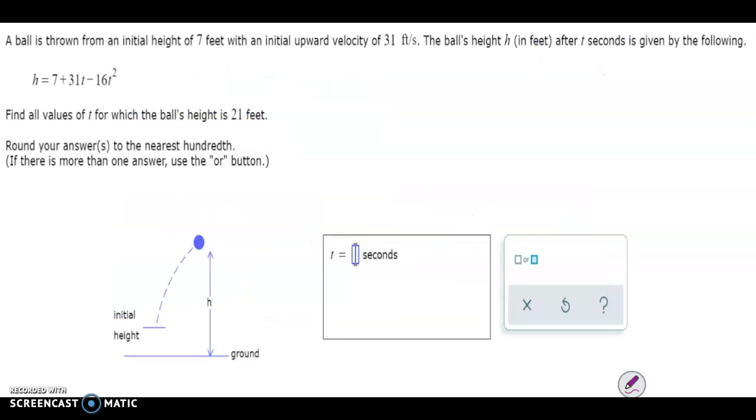Now, the last one I'm going to do for you guys is you're going to run into a word problem on this homework here. You've got a quadratic, okay? So a ball is thrown from an initial height of 7 feet with an initial upward velocity of 31 feet per second, and the ball's height in feet after t seconds is given by the following. So that h represents height, and then the t are your variables here, okay?